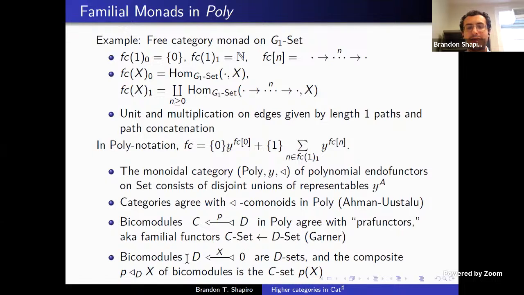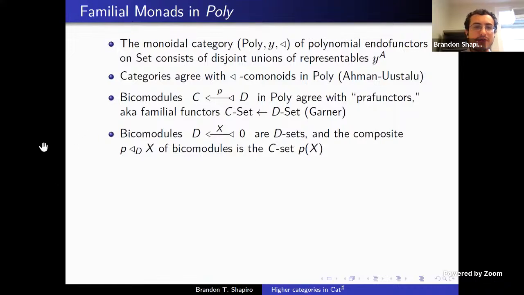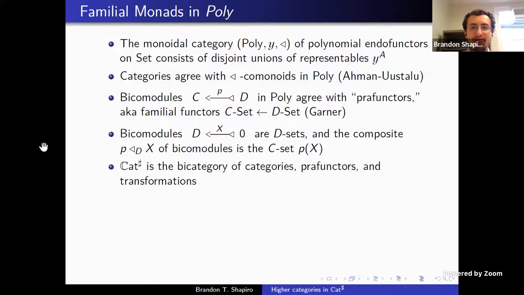And in particular, bicomodules compose, and applying P as a familial functor to X as a D set is the same as composing these two bicomodules at the comonoid D. So we can give a name to this bicategory that I mentioned. We call it Cat-sharp, hence the title. And it's often regarded as a double category, but I'm not going to need the vertical direction today.